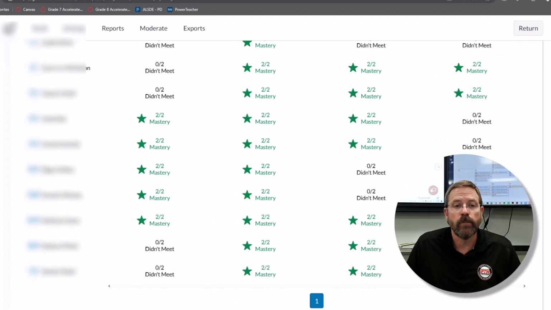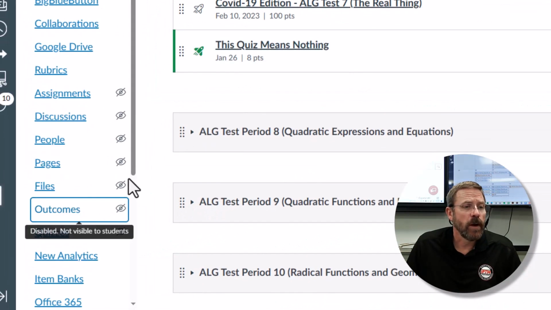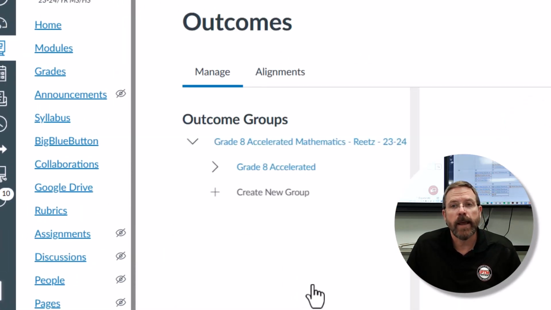Pretty useful information. At a quick glance, you can get a good idea of where your students are, how many of them have mastery, and how many of them still have some room to grow. Now, we got one more thing to look at with the outcome information, and it is pretty close to useless. So I'm going to jump back over here. I'm going to click on the Outcomes button again, and then after I've clicked on the Outcomes button, I'm going to click on the Alignments page.